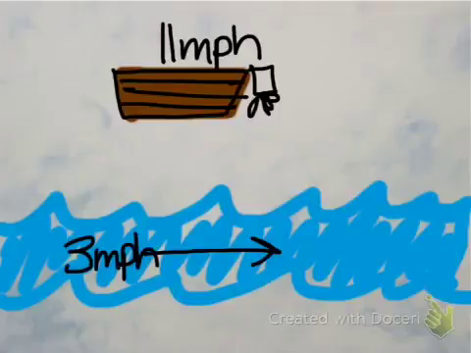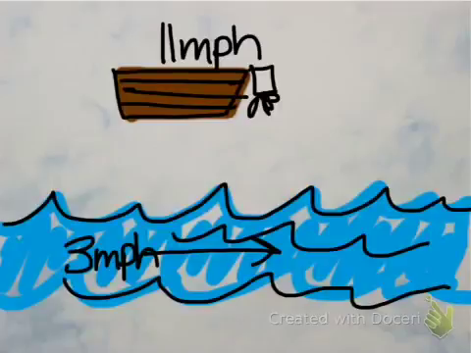You have a river and the river is flowing downstream 3 miles per hour. So there are two scenarios. Your boat can either go downstream with the river or it can go upstream against the river. So we'll look at those two scenarios.